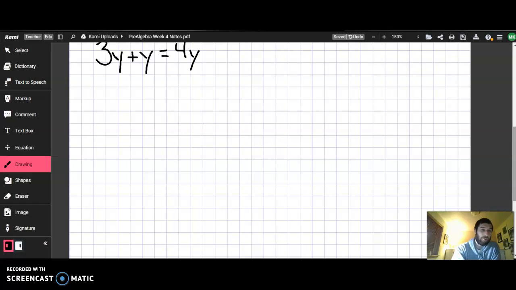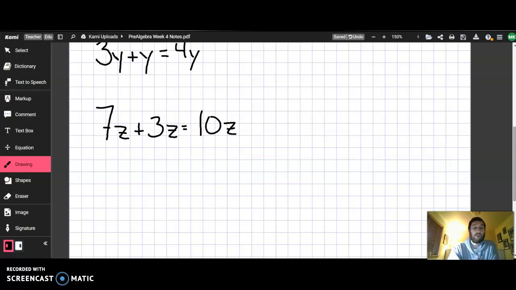Let's take that to this example. 7z plus 3z. Once again, we have 7 z's that are being repeatedly added together. That's why it's 7 times z. And we have 3 more z's being added together. So how many z's do we have total? 7 plus 3. We have ourselves 10 z's that are all being repeatedly added together.